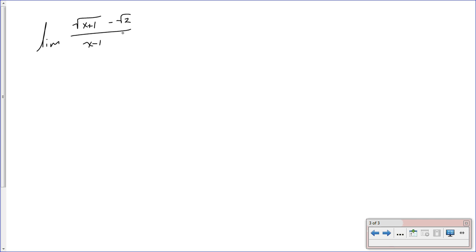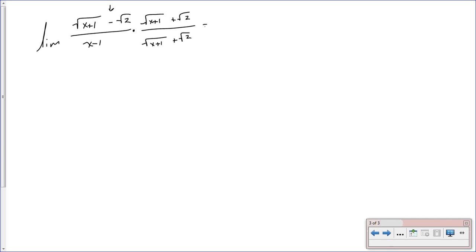So what we're going to have to do is multiply by what's called the conjugate. It's a complicated sounding word for something that is fairly simple. All you do is you look at your two terms, you take the sign between the two terms and flip it. That's all you do. So we're going to be multiplying by the square root of x plus 1 plus the square root of 2 now. And we're going to do the same thing to the bottom. The square root of x plus 1 plus the square root of 2.